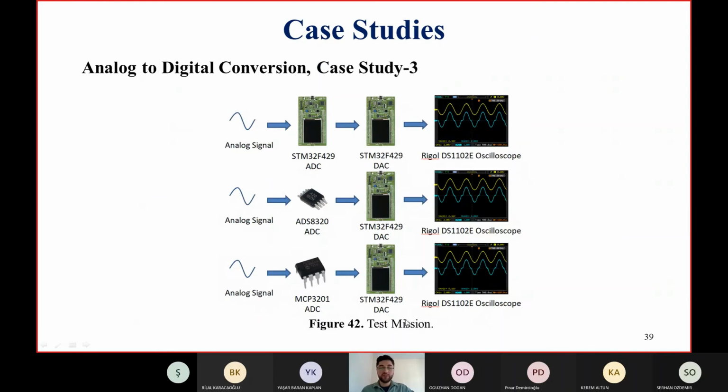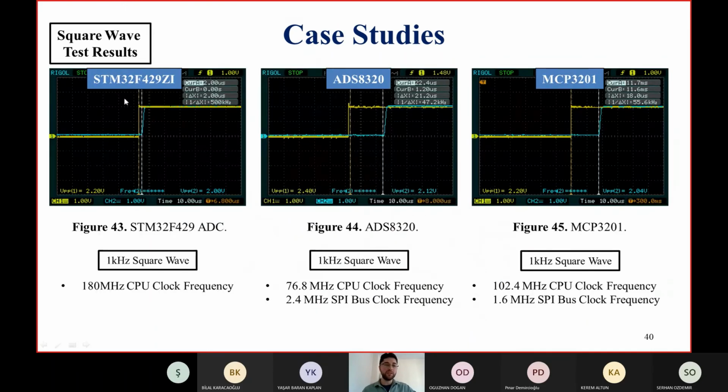And I determined a test mission, as you see. I supply an analog signal to the ADC and reconvert this converted signal to an analog signal to observe the latency of the conversion. And I keep everything except the ADC the same to overcome the non-ADC related errors and issues. As you see, the STM32 is the fastest. Its latency is about 2 microseconds. The other ones are around 20 microseconds.